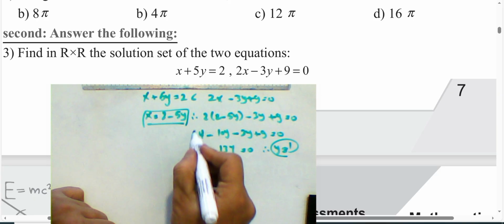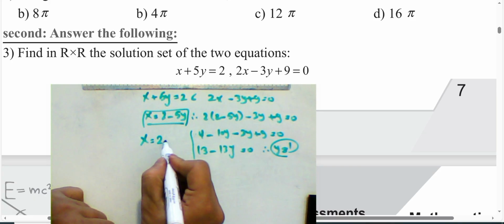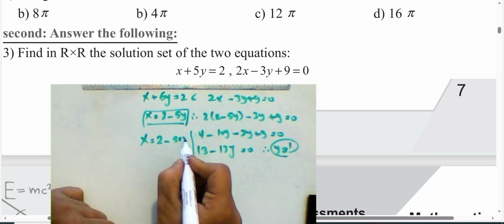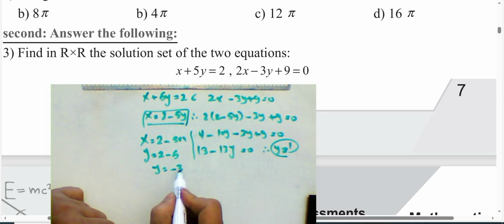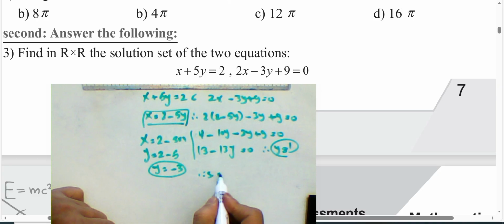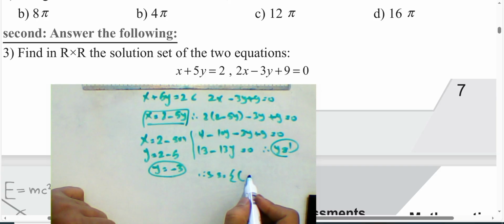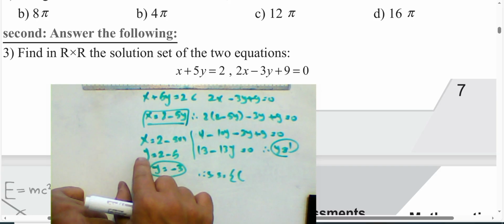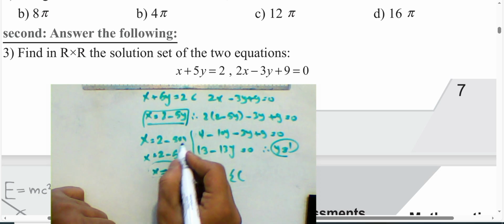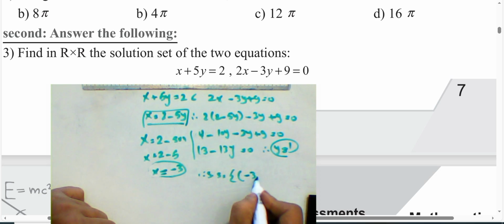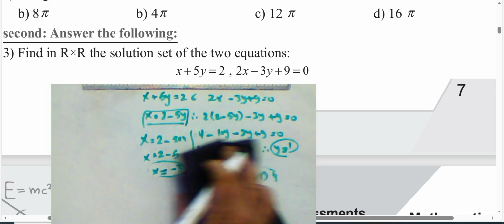We can find the value of x. x equals 2 minus 5 times 1, so x equals 2 minus 5. The value of x equals negative 3. The solution set will be x equals negative 3 and y equals 1. Negative 3 and 1 is the solution set of these two equations.